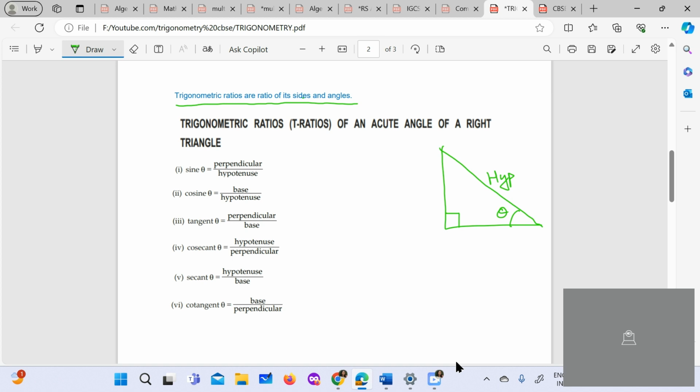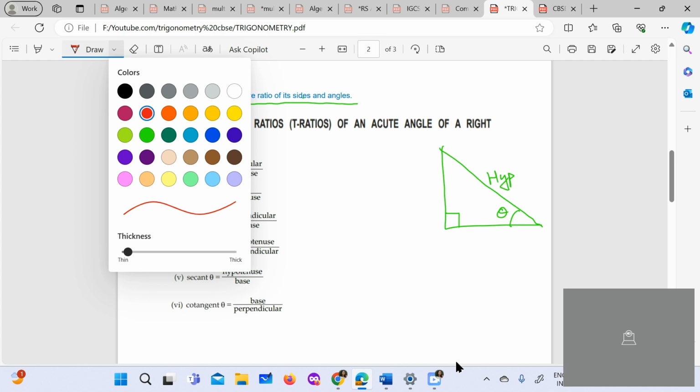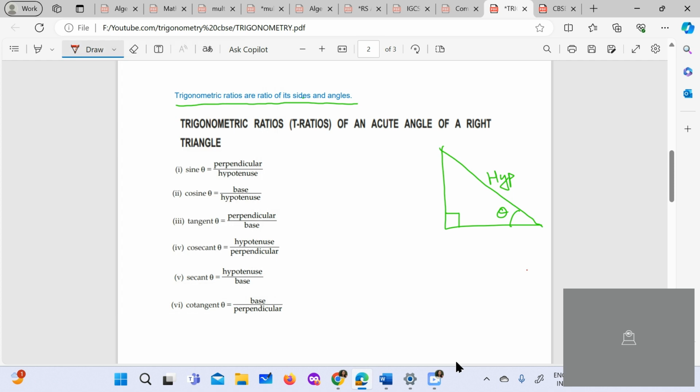Whenever you are marking, you have to be careful that you must see with respect to which angle we are talking. So if I look at this angle, this is my unknown angle. With respect to this angle, this is my opposite side. We also call this the perpendicular. I hope this is clear to everyone. And with respect to this angle, this is the adjacent side, and we also call this the base.